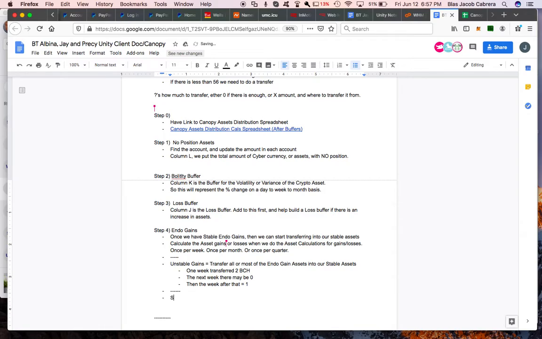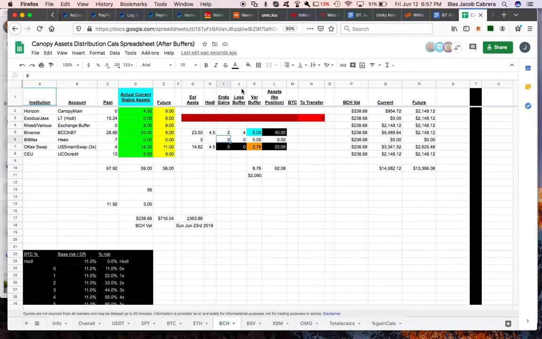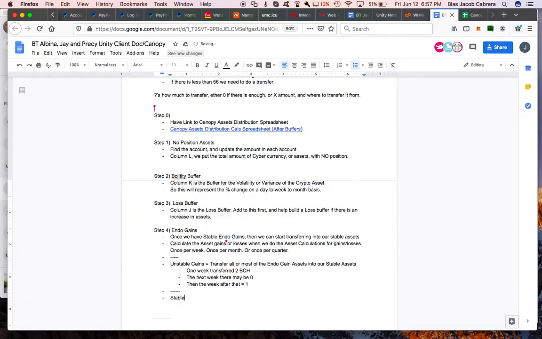So then the other model, which is much better, and I like it much better, and the whole reason why we have all these buffers and endo gains and loss gains and everything, is what we would call stable gains. Stable gains means that you always transfer a percentage of your total endo gains so that every week you have a similar increase to assets, and you can plan and budget long term based on your gains.